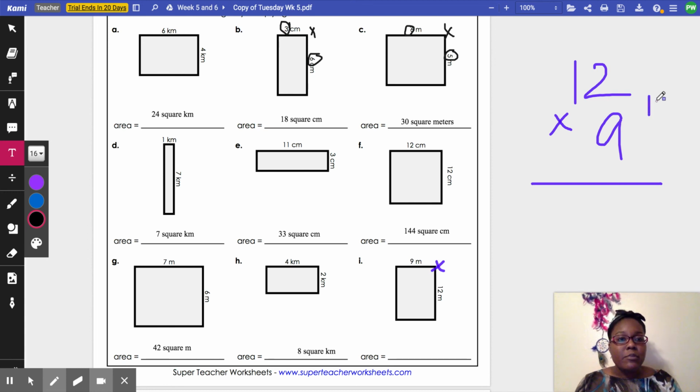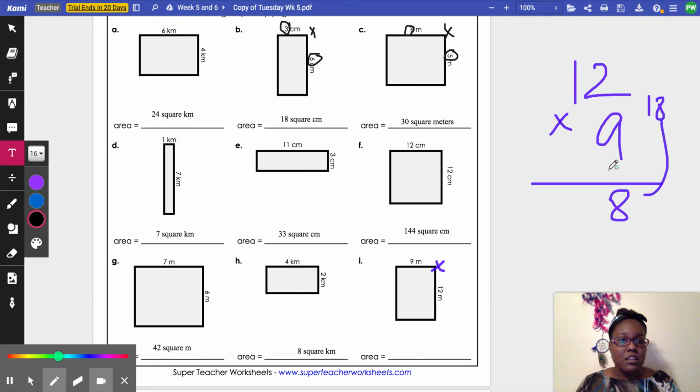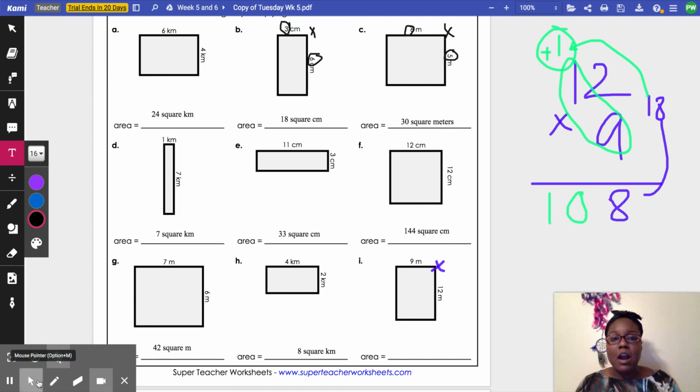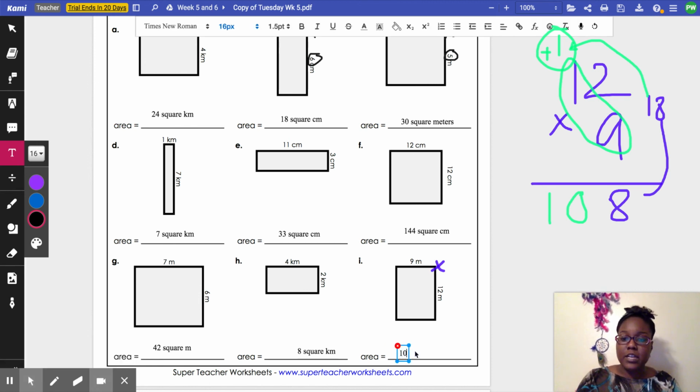Now, this is just like we do for addition, so my 8 will come down to the ones place, and then this 1 in my tens place is going to go above my tens place. Now I'm going to do 9 multiplied by 1, but I can't forget this 1 at the top. So 9 times 1 is 9, plus 1 is 10. So on this one, my product is 108, which means my area for this one is going to be 108 square meters.